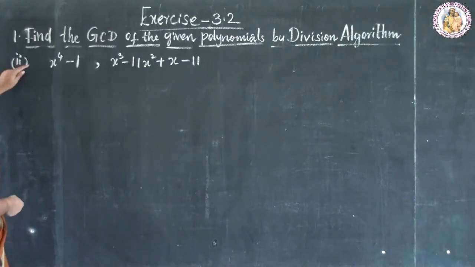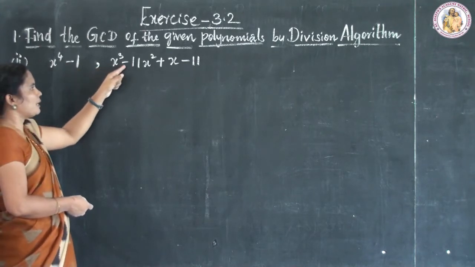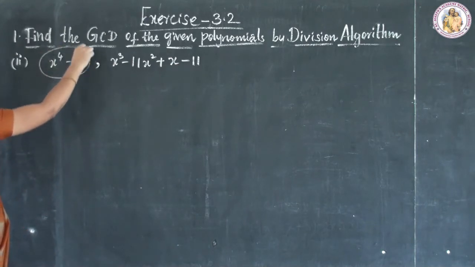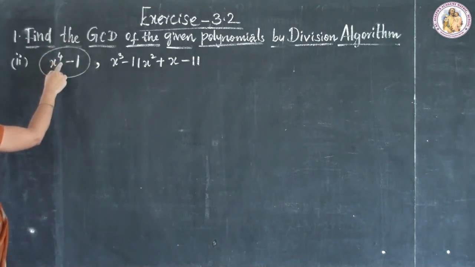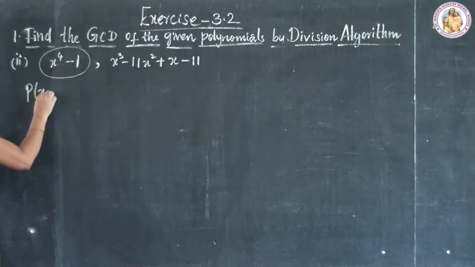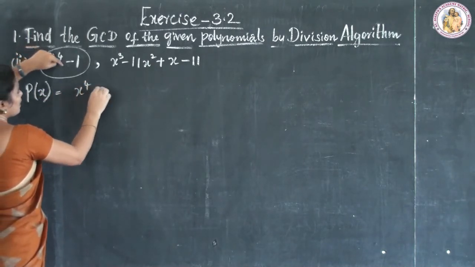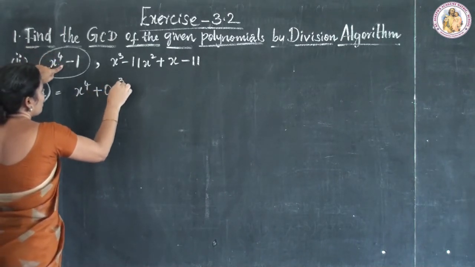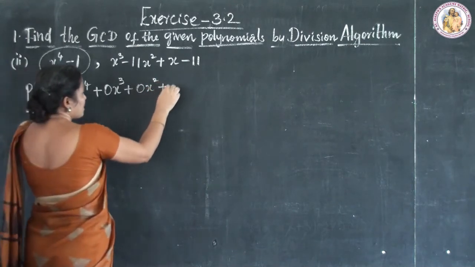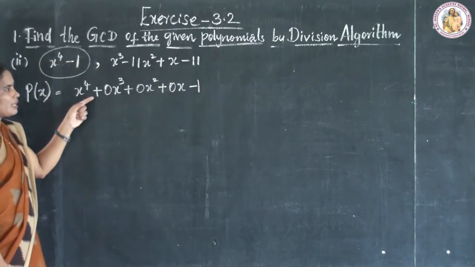Now question number 2, x to the power of 4 minus 1, and here we have another polynomial, x cube minus 11x square plus x minus 11. Now you can see the polynomial x to the power of 4, and we don't have any x cube, x square, x. So what we have to do, in the last sum we have used 0. So likewise here also x to the power of 4, 0 x cube plus 0 x square, and no x also, so plus 0x minus 1. So you have to write in standard form, then only you can find the answer.